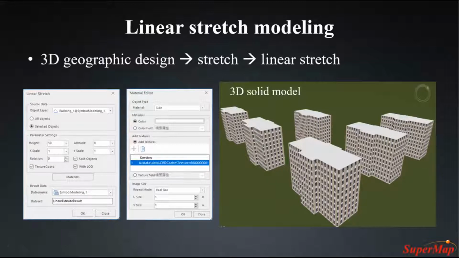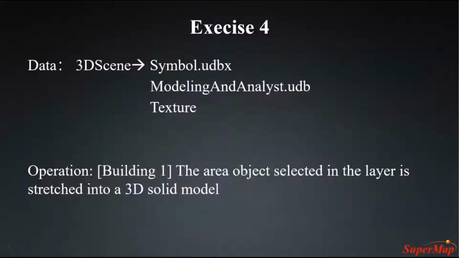So the result fed back to us is a new model dataset stored in our data source, and not a picture or vector data. Okay, and let's look at how to do it. It's in the 3D geographic design, and there are the stretch and linear stretch. And let's look at our exercise 4.